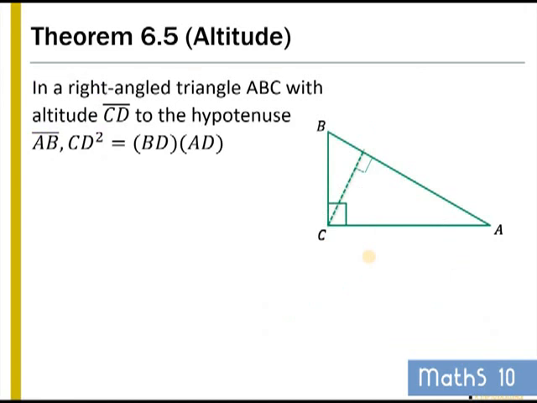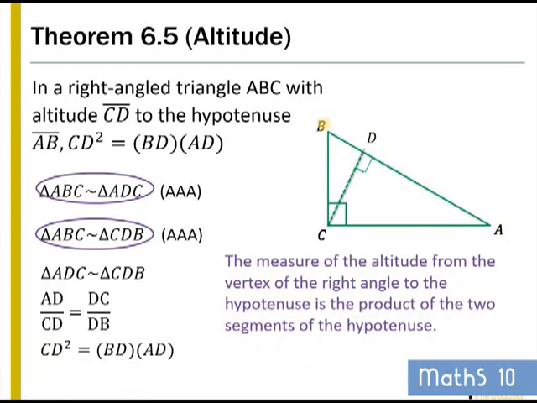Theorem 6.5, Altitude. In a right-angled triangle ABC with altitude CD to the hypotenuse AB, CD squared equals BD times AD. Let's have a look at what this means. Here's the altitude from C. It meets the line AB at the point D. The theorem says that CD squared is equal to BD times AD.